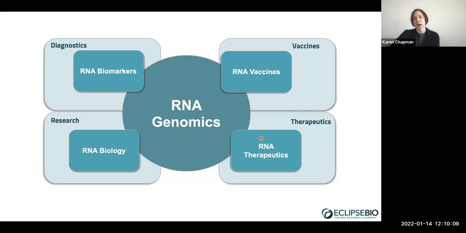Over on the side of RNA therapeutics, this is a really rapidly growing field. There are now over 100 different RNA therapeutics currently in clinical trials, and a growing number of startup companies that are tackling RNA therapeutics from different angles. And just broadly, RNA therapeutics strategies fall into two main buckets, I would say.